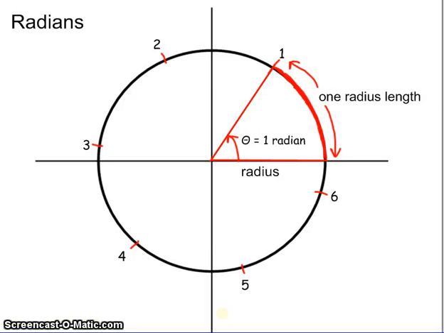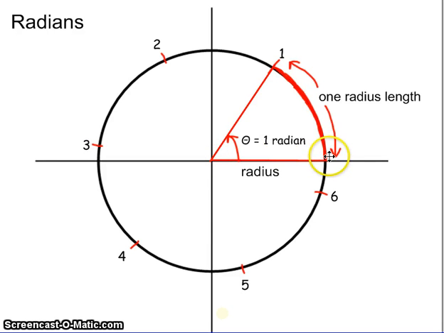Now notice in my drawing here I have that definition of a radian angle illustrated. A radian is an angle that subtends or cuts an arc length equal in length to 1 radius of the circle, and it is a central angle. Its vertex is on the center of the circle.